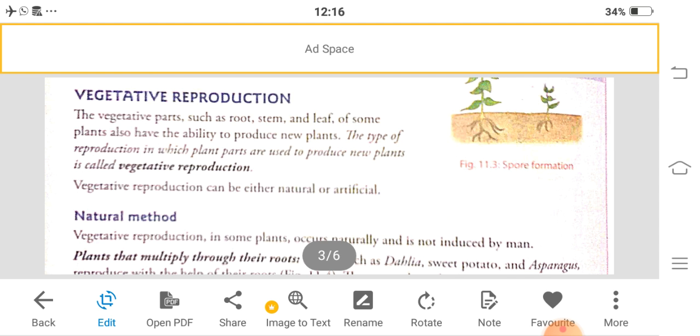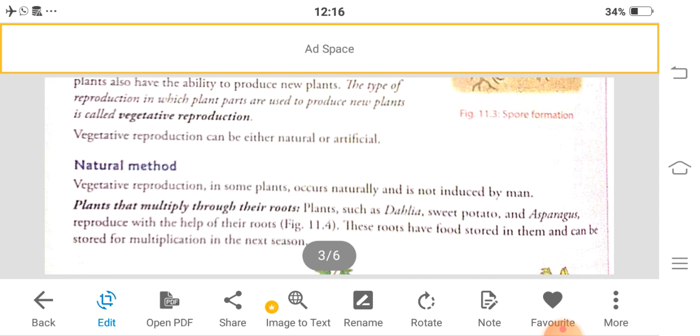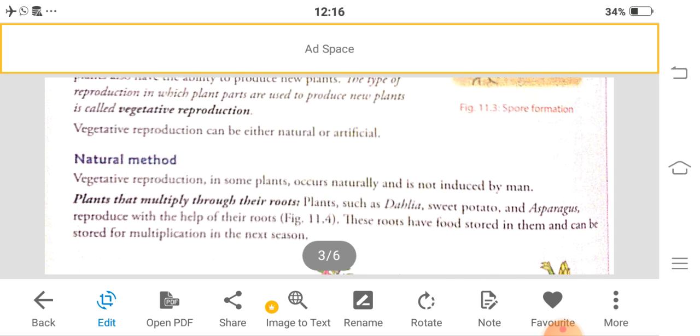Vegetative reproduction can be either natural or artificial. So we can carry out vegetative reproduction in two categories. First, natural reproduction. In the natural method, the plant reproduces naturally. In simple words, nature is responsible for the reproduction in plants, and it does not include any other sources. It is carried out automatically by the plant.